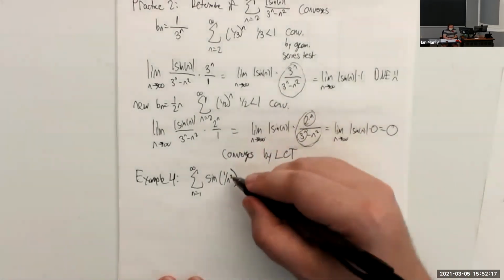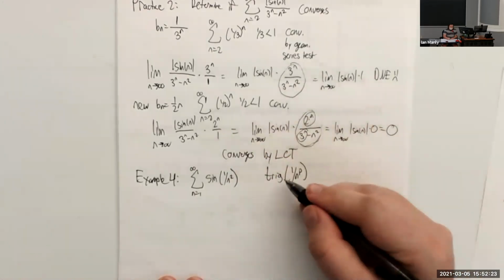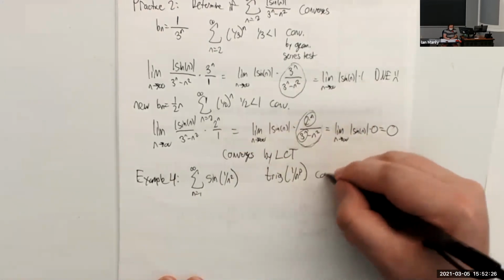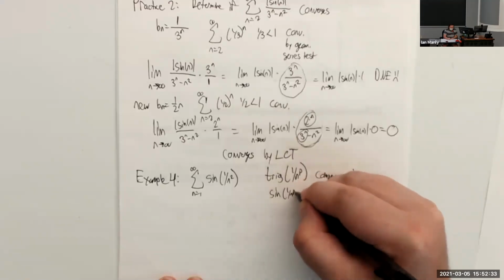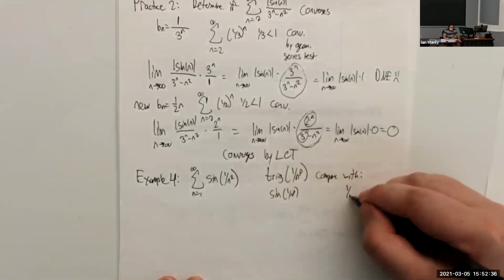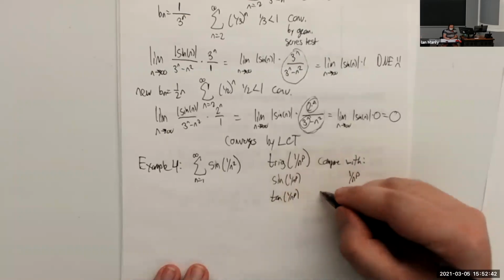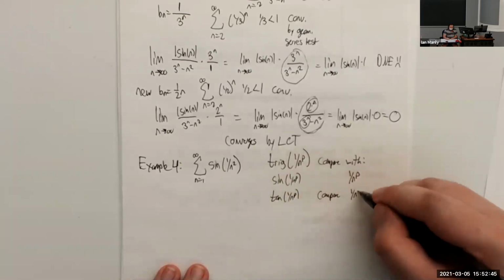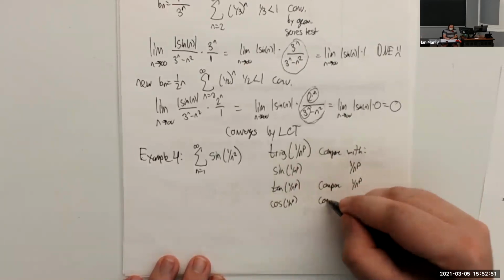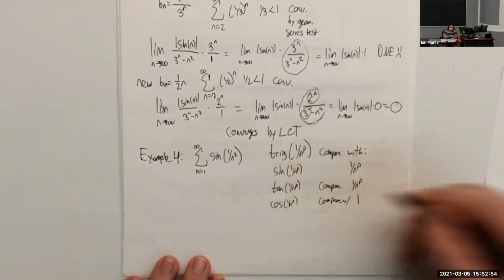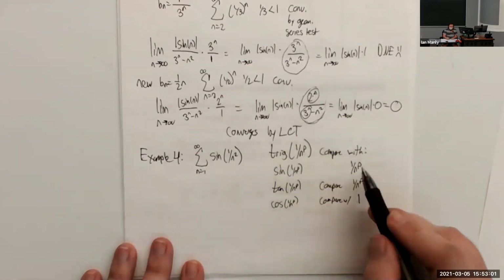So here's the rule if we ever have a trig function of 1 over n to a power. We compare it with the following. If we have sine of 1 over n to a power, we're going to compare that with just 1 over n to the power. If we have tangent of 1 over n to a power, we're going to compare with the same thing, 1 over n to a power. But if we have cosine of 1 over n to a power, we compare that with 1. And then with the other trig functions, you just take the reciprocal of whatever these were.